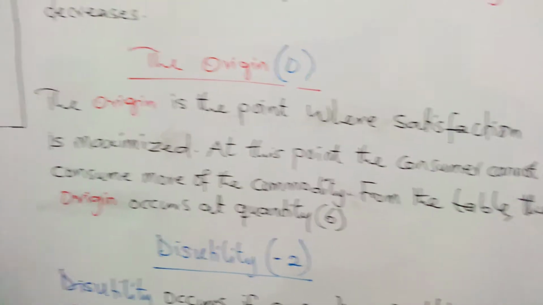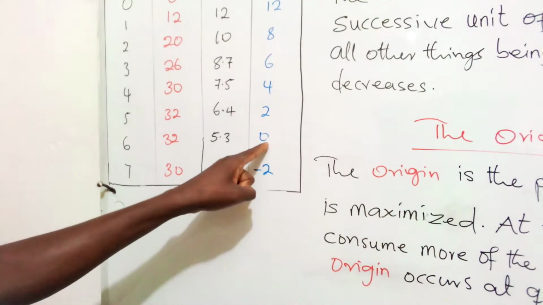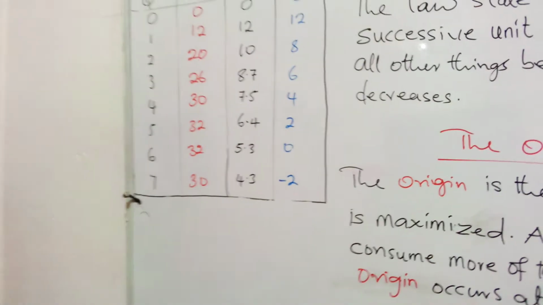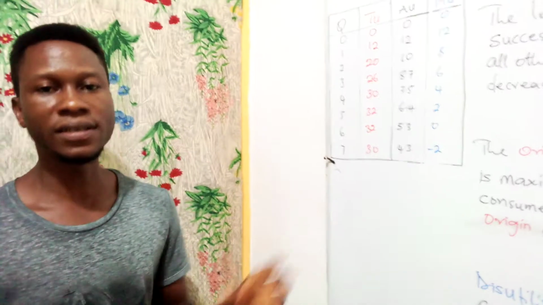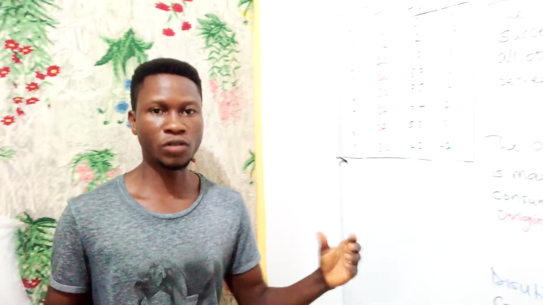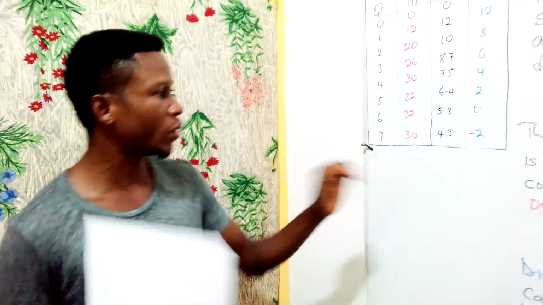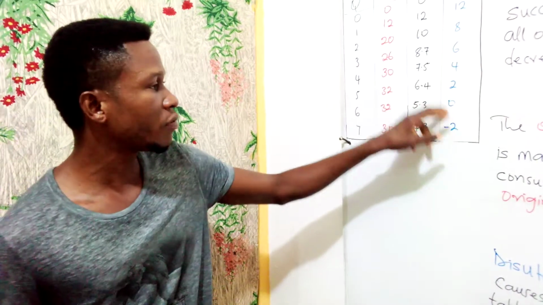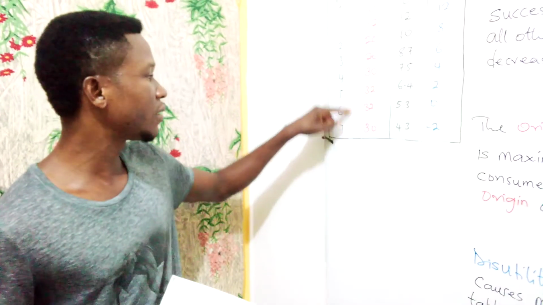So when you come to the table, the origin occurs when marginal utility is 0, and that is at quantity 6. In examination, the examiner can ask you at what point is satisfaction maximized, or at what point is total utility maximized? And we are saying that is when marginal utility is 0. So at the point of 0, total utility is maximized, and that is at quantity 6.